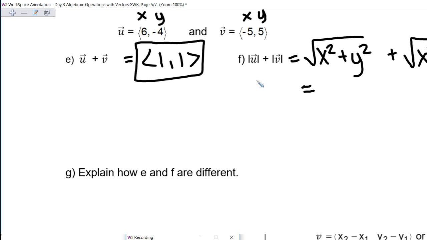So let's start with the magnitude of vector u. What is the x value for vector u? So this would be 6 squared. What is the y value for vector u? So -4 needs to be squared.